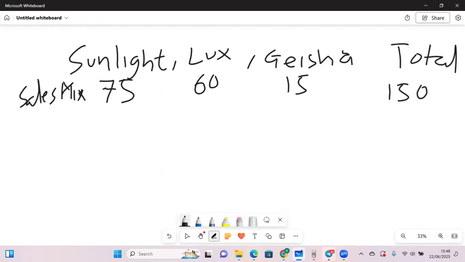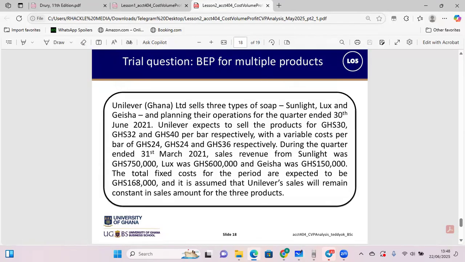Looking at it here, I've cancelled the zeros, this 40, this 40, and this 40 as well. I've used it as the sales mix because they've given it to me in revenue. So now let me move forward and continue.